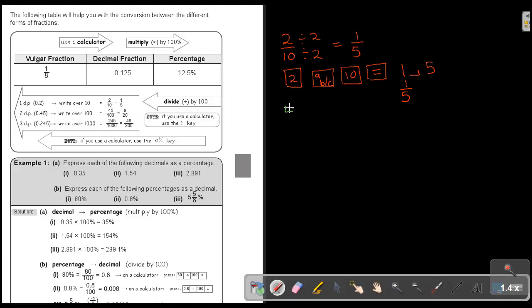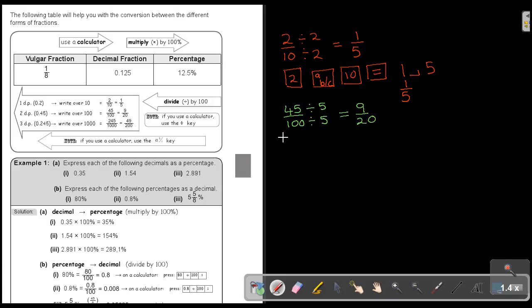So I can say 45 over 100. Now, look for a number that can divide into 45 that can also divide into 100. Let's take the number 5. How do we know we can take the number 5? Because the last digit is a 5 or the last digit is a 0, then I know that the number 5 can divide into that. And that will give me 9 over 20.